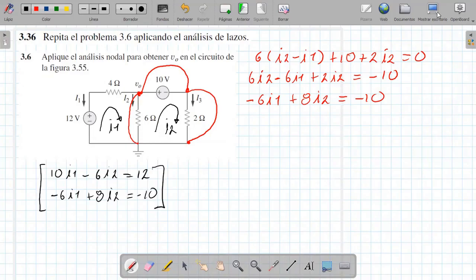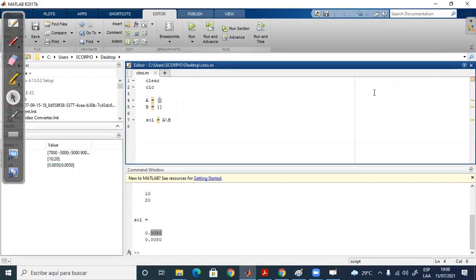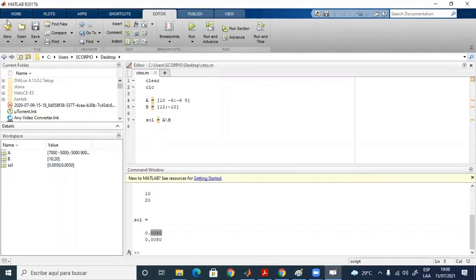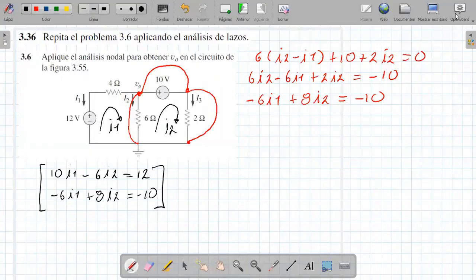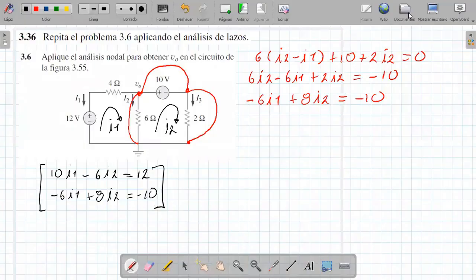Let's put that in. I'm going to use MATLAB here. It would be 10 space minus 6 semicolon, minus 6 space 8. The result would be 12 semicolon, and we go to the other row, minus 10. We check if it's okay: 10 minus 6, and 12; minus 6, 8, and minus 10. I put minus 10. Okay.